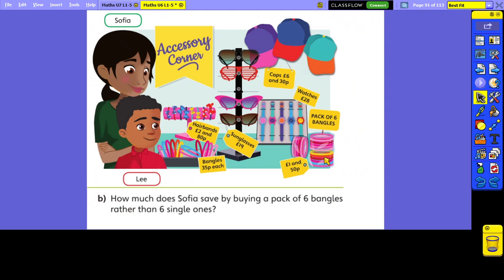The second part of our question is, how much does Sophia save by buying a pack of 6 bangles rather than 6 single bangles? So my arrow is already on conveniently the pack of 6, which are £1.50. And if I go over here, I can see that bangles are 35p each. So I know I'm saving by buying 6. When you buy a multi-bag of crisps or a multi-pack of anything, you're always going to save because they want to sell you more, and when you buy them individually, they always cost more. So I want to know, how much does she save?